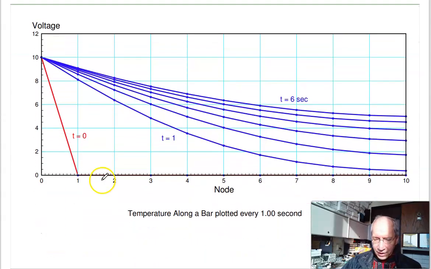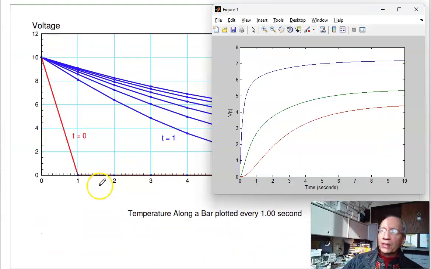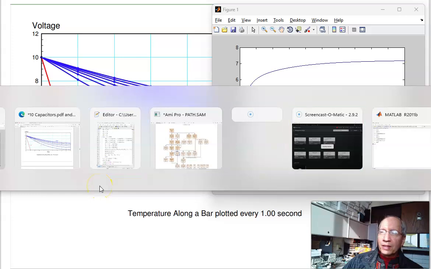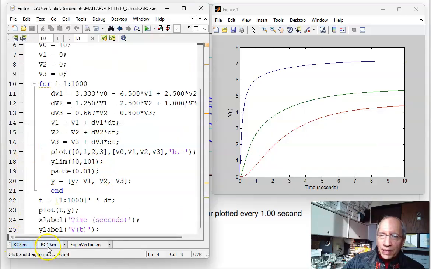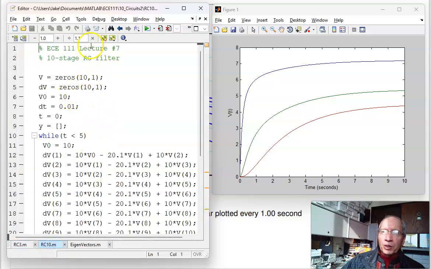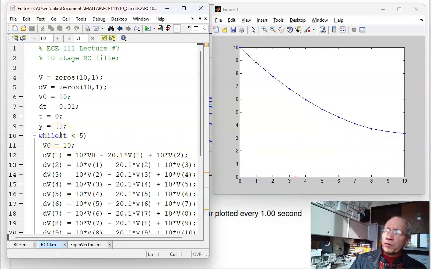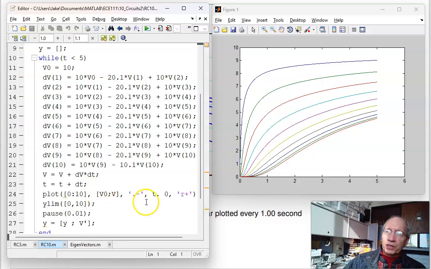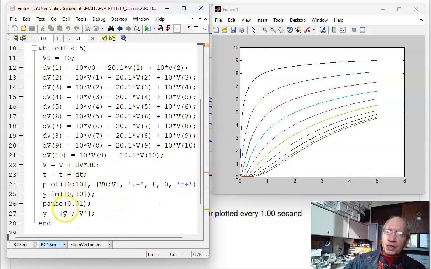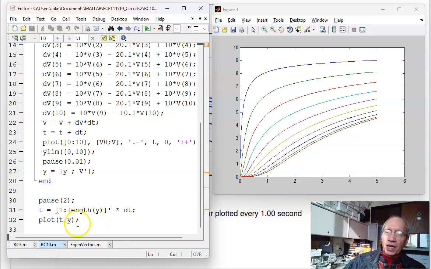And what I get is this. It's going to show us off better in Matlab. So go to the 10-stage RC filter. I'm going to start out at 0 volts. Let that run, and that charges up V1, it charges V2, charges V3, charges V4, and so on. Let this run for 5 seconds. And after 5 seconds, I save all the voltages and then plot. Here's the voltage versus time.